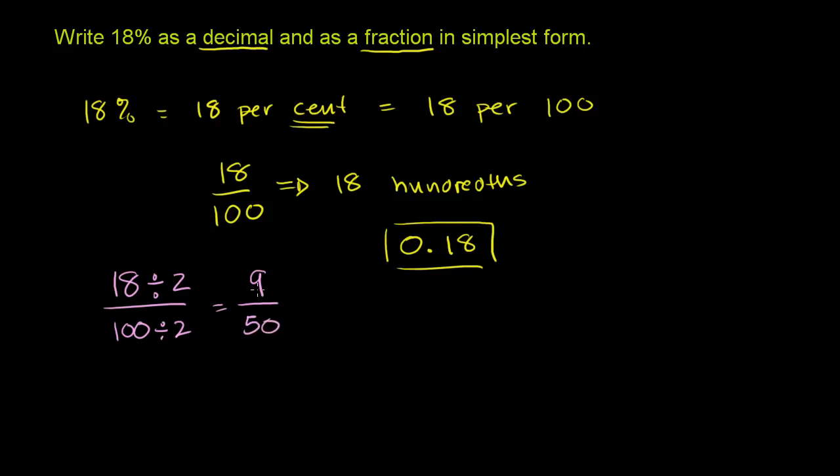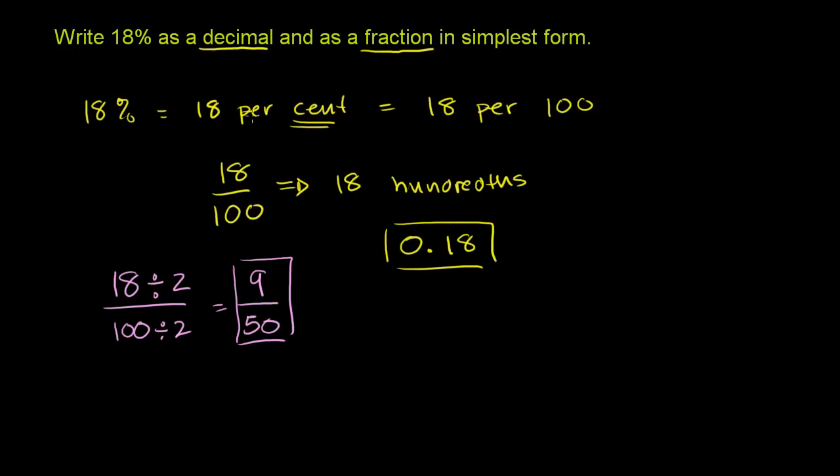And I don't think these share any common factors. 50 is not divisible by 3, and 9 is only divisible by 3, 1 and 9. So this is the fraction in simplest form. So we have 18% is the same thing as 0.18, which in simplest form is 9/50ths.